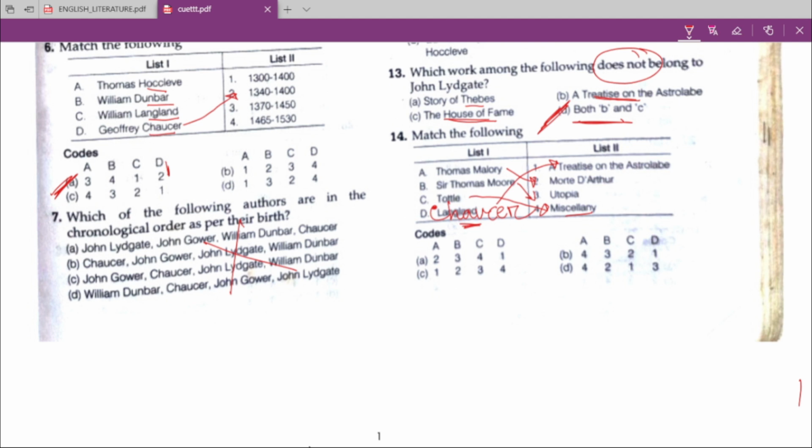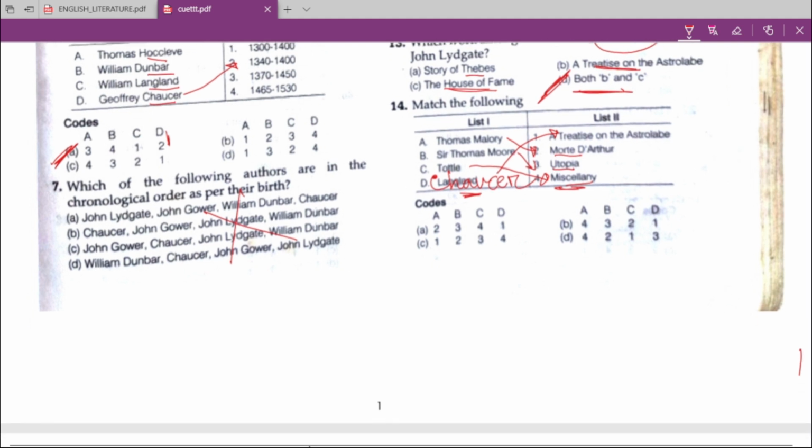Thomas Malory has written Morte d'Arthur, Thomas More has written Utopia, and Tottel has published the first anthology of poems in English, that is Tottel's Miscellany, and the full name of Tottel is Richard Tottel. Next question.